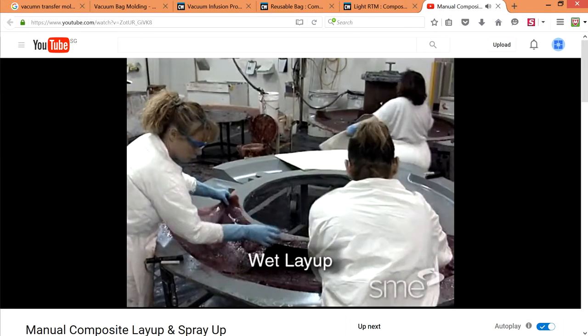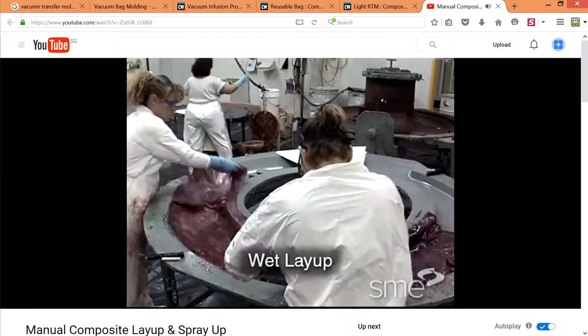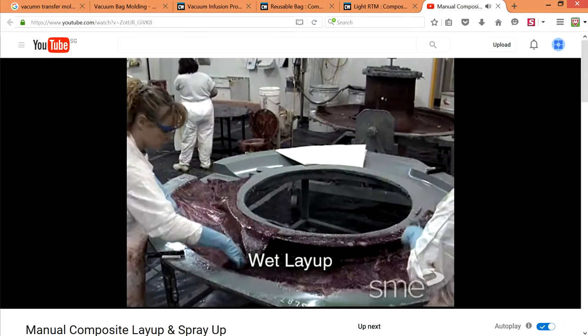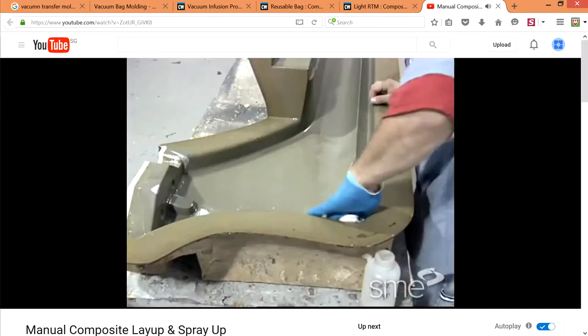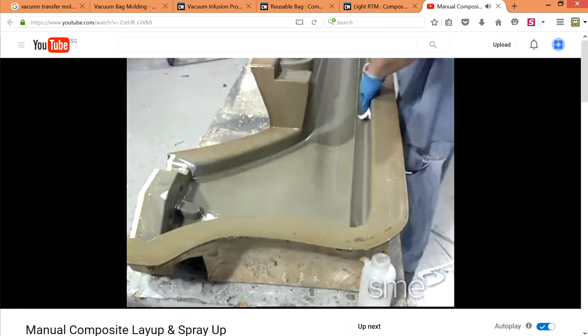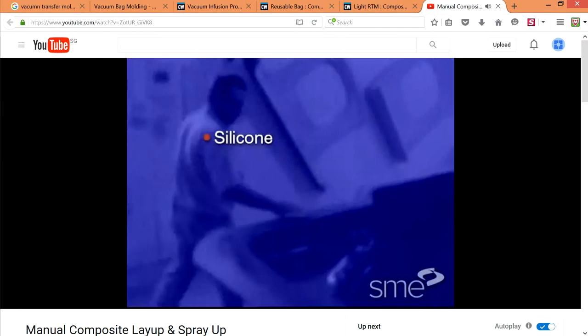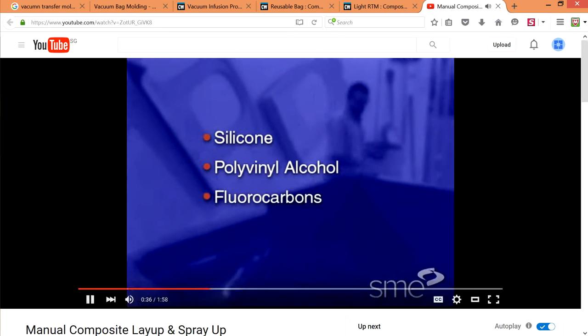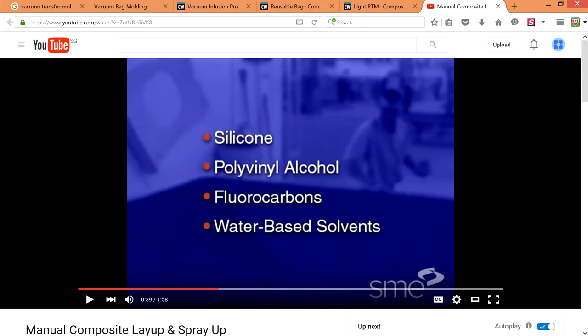Wet layup is the most common manual method of making fiber-reinforced plastic matrix composites, with thermosetting resin far more widely used than thermoplastic resins. Before layup, a mold release or parting agent is applied to the mold to ease removal of the composite part afterwards. Common release agents include silicone, polyvinyl alcohol, fluorocarbons, and water-based solvents. So what they are doing right now is that to apply these materials so that when you remove the parts, it is easier to remove. That's what it's trying to say.